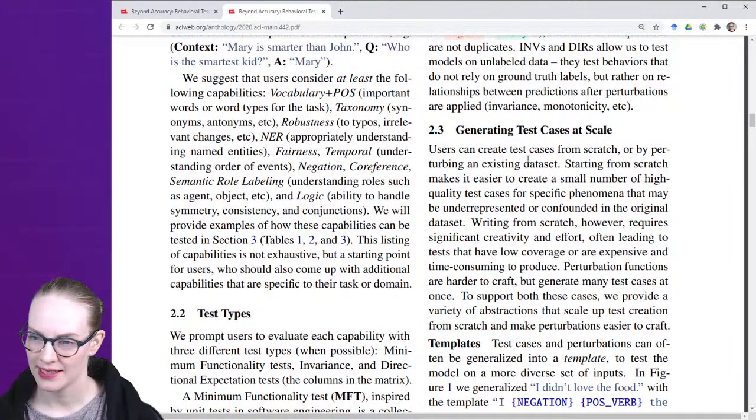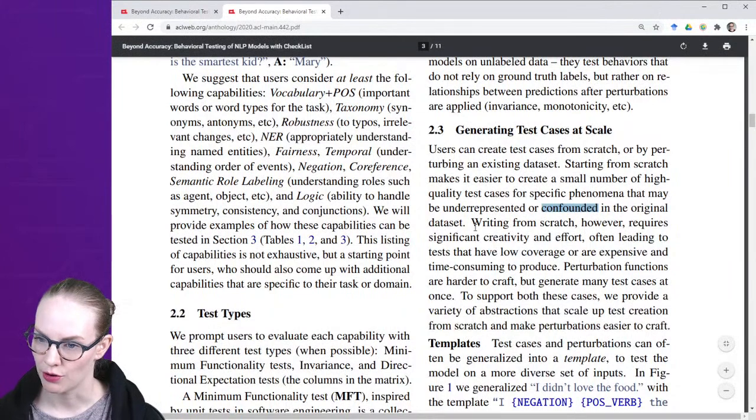Users can create test cases from scratch or by perturbing an existing data set. Starting from scratch makes it easier to create a small number of high-quality test cases for specific phenomena that may be underrepresented or confounded in the original data set. So looking for something in particular that you didn't see a lot of in your original data set, or that always occurred with something else that you want to be able to separate.